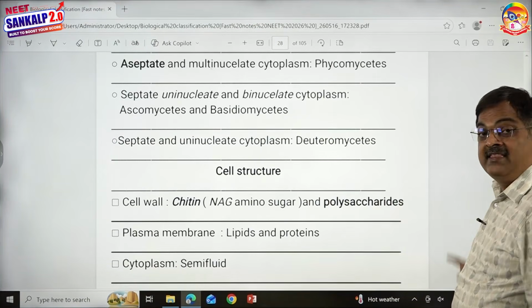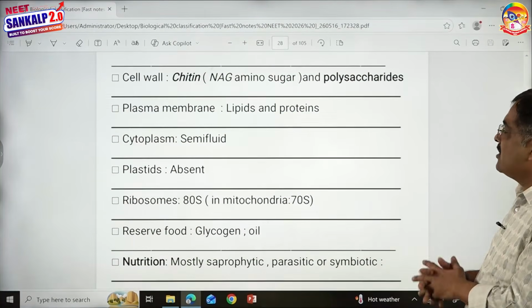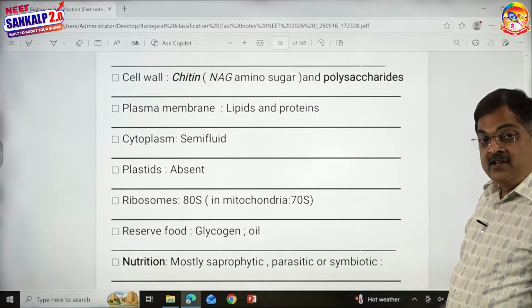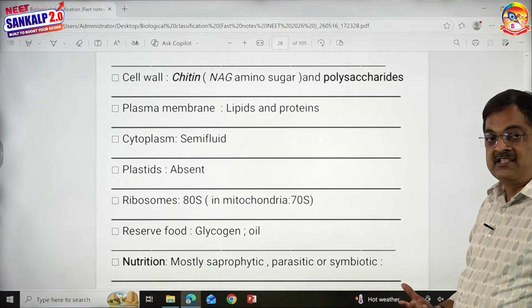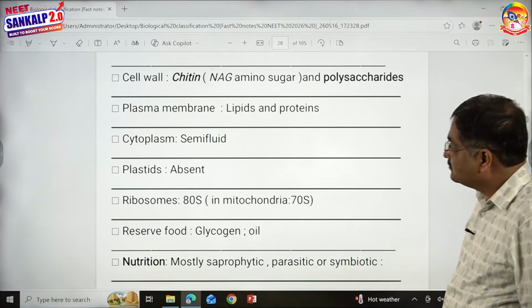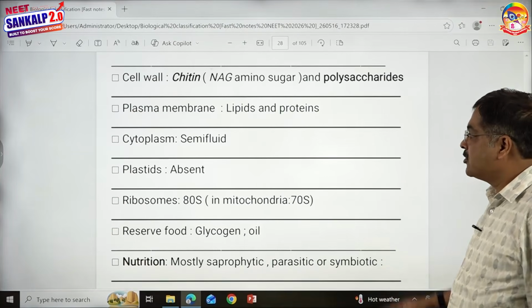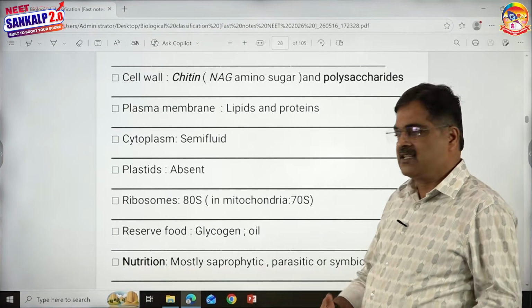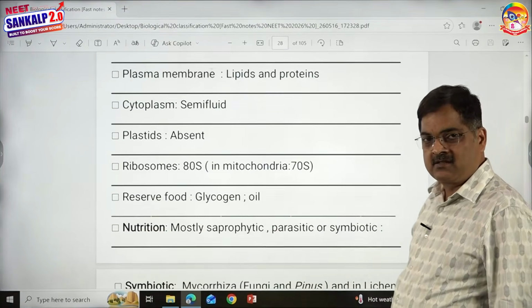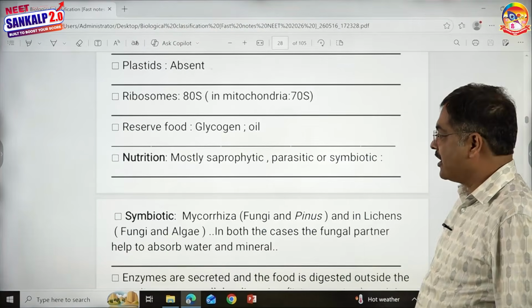Now we'll talk about the cell structure in fungi. All the points are in fact known to you. Cell wall is made up of chitin and polysaccharides. Cellulose is also seen in some of the Phycomycetes members. So polysaccharides are also seen along with chitin, but chitin should be given more importance. Plasma membrane: lipids and proteins. Cytoplasm is semi-fluid. Plastids are absent. Ribosome, 80S. Of course, in mitochondria, it could be 70S. Reserve food could be glycogen or oil.